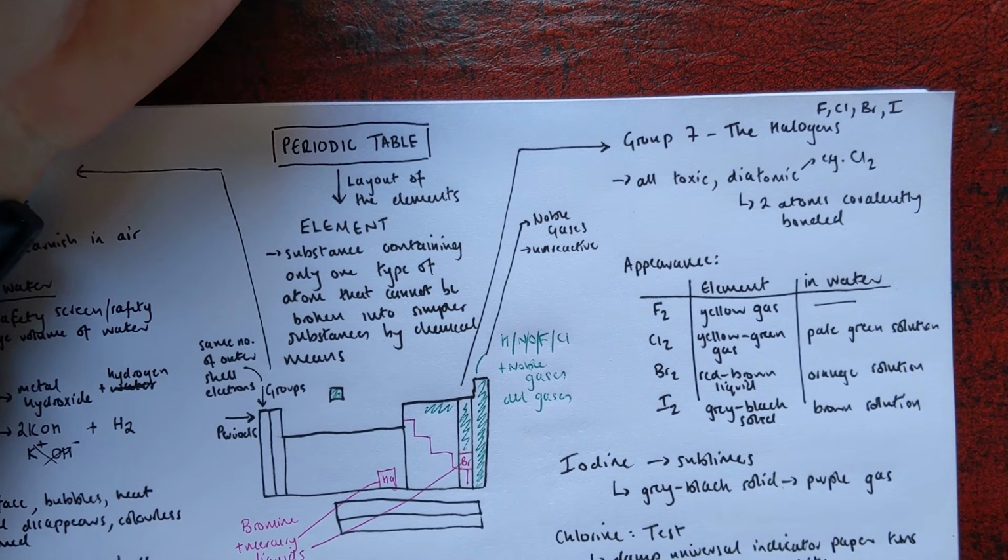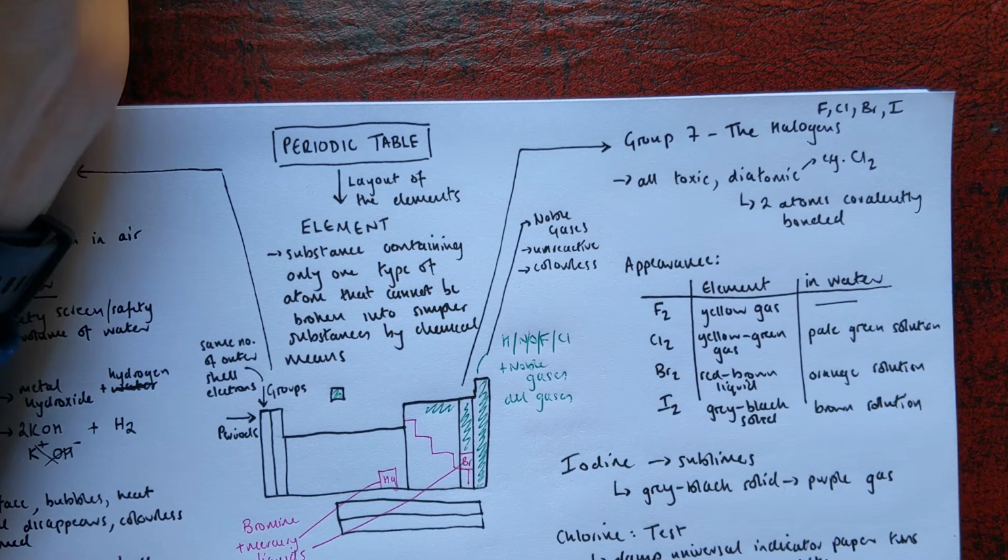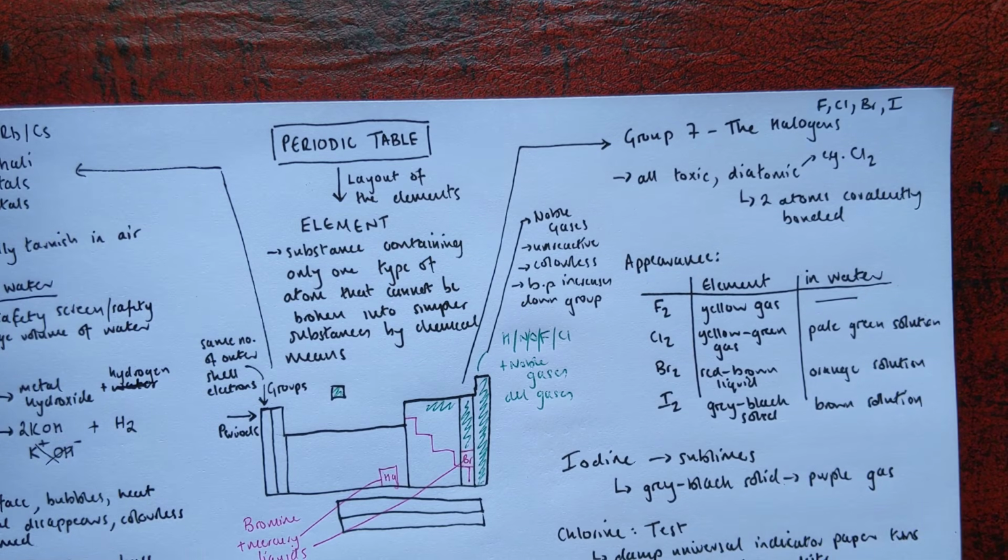Second key fact is that they're colourless gases. And finally, there's one little trend you need to know about. They are all gases, but as you go down the group from top to bottom, the boiling point does actually increase a wee bit. So the boiling point increases as you go down the group.